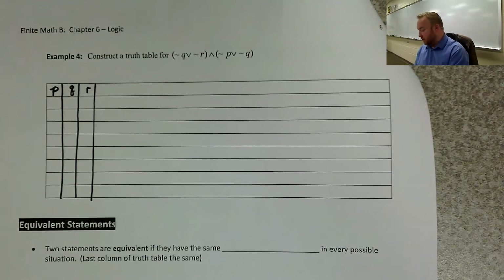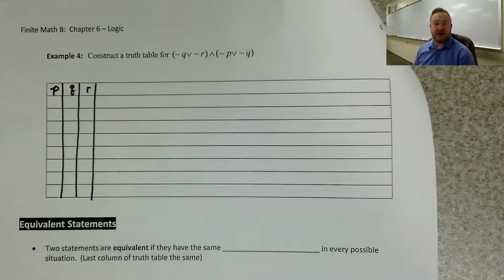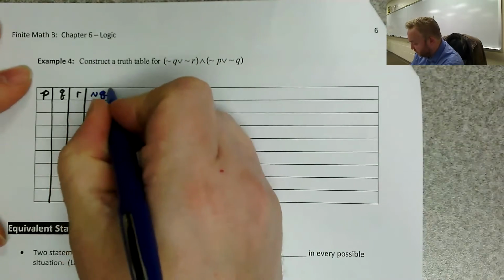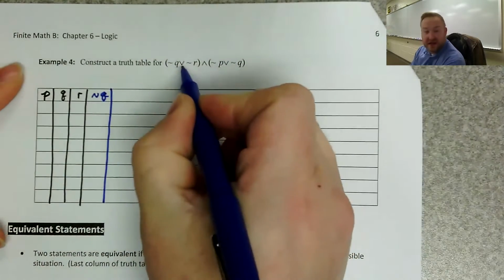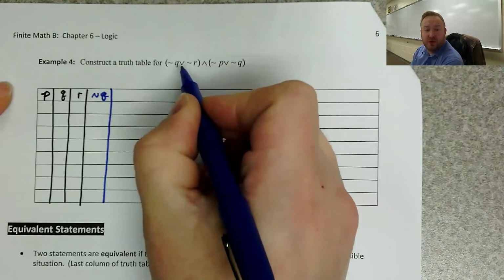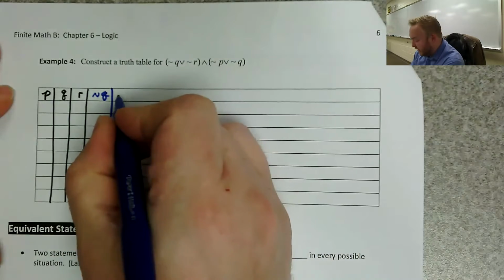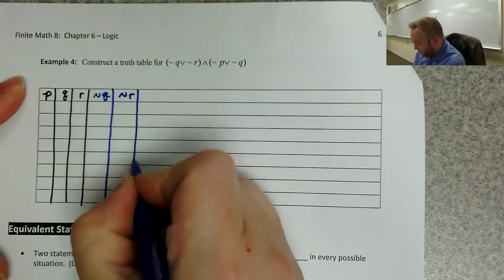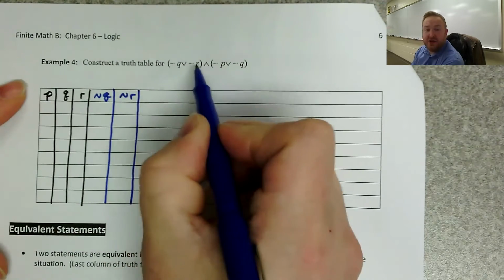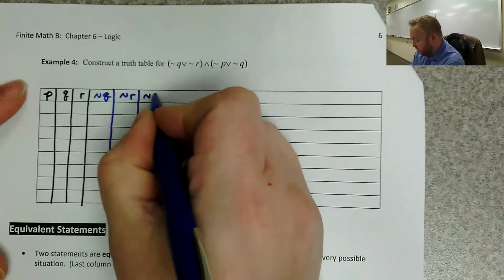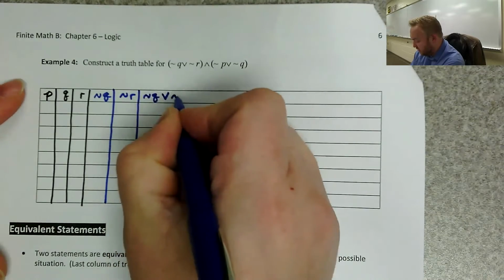All right, let's make our way from left to right here in our compound statement and build up to this final compound statement. So I see a not Q, I need a not Q column. There we go. Then I see a disjunction. So in order to do that disjunction, I need the not Q, which I have. I'm also going to need a not R. So we'll do a column for that. Now that I have a not Q and a not R, now I can do this disjunction. So I'll do not Q or not R.